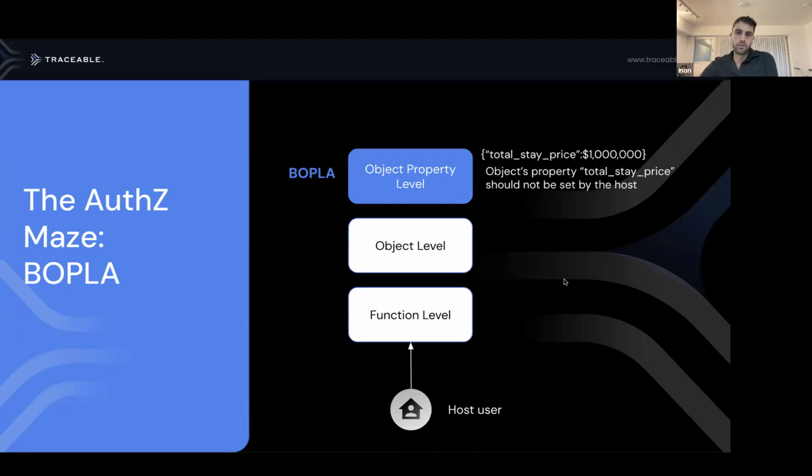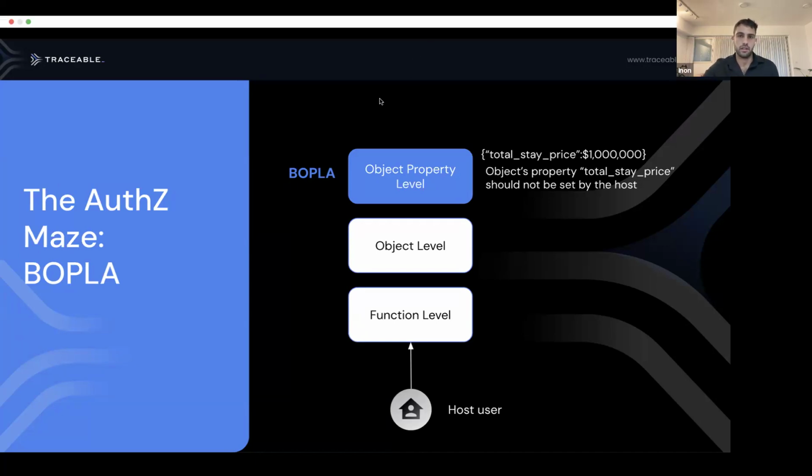So what happens is sometimes the developers don't validate that you access a property of the object that you should have access to. So in this scenario, the guest who wanted to reserve had agreed to pay, let's say, $100, but then the host would change the total price of the reservation to 1 million, and the guest would pay much more than they accepted to pay.